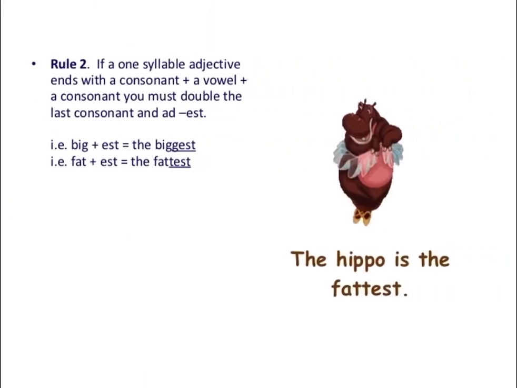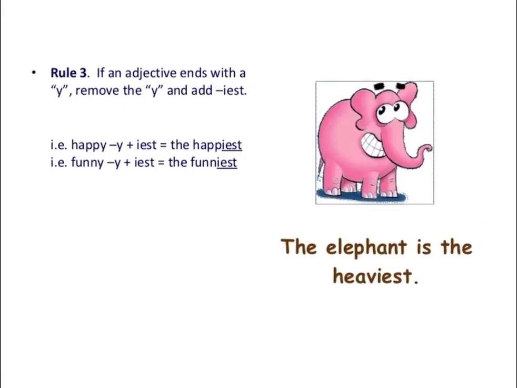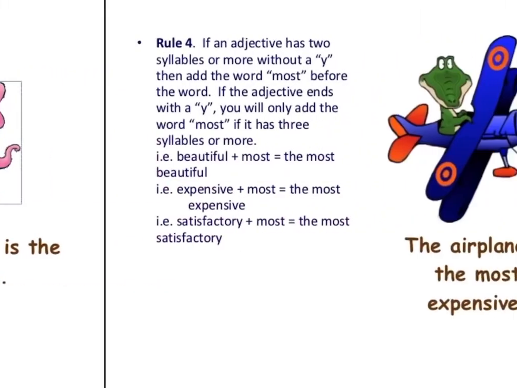Rule 2. If 1-syllable adjectives end with a consonant plus vowel plus a consonant, you must double the last consonant and add est. Big, the biggest. Fat, the fattest. The hippo is the fattest. Rule 3. If an adjective ends with Y, remove the Y and add iest. Happy, happiest. Funny, funniest. The elephant is the heaviest.